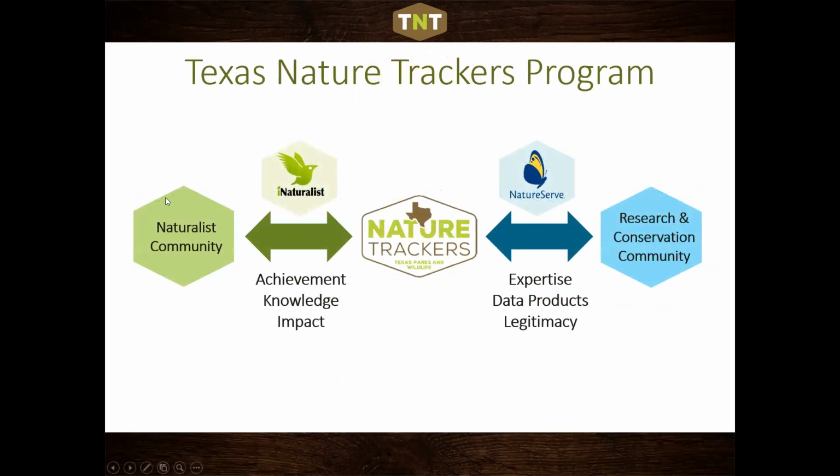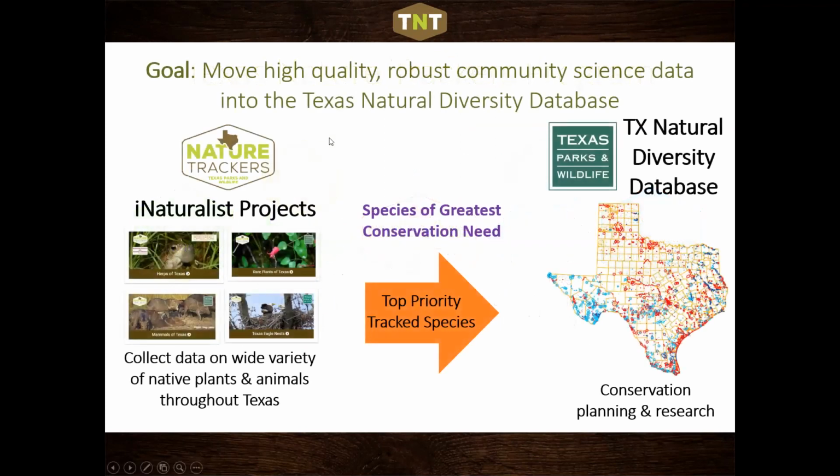We basically serve as the intermediaries between the naturalist community and the research and conservation community. So we take that data from iNaturalist, we vet that data, we funnel it through to the research scientific conservation community so that they can get that data where it is needed the most. We do that by creating projects. I'll share all of those with you in just a moment. We create projects that data can be uploaded to. We focus on species of greatest conservation need. And then we track species of top priority within this larger group.